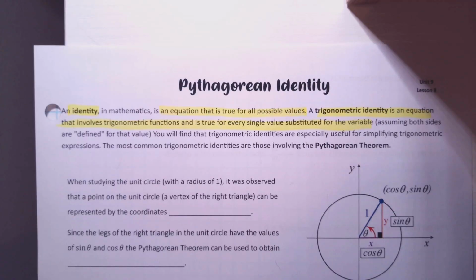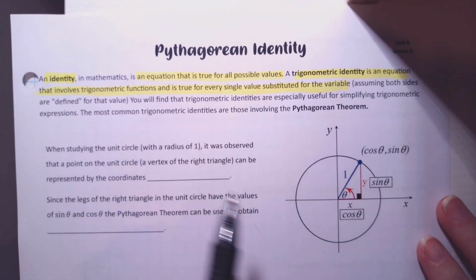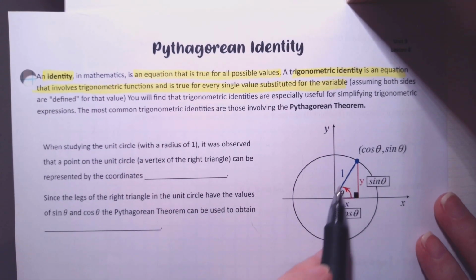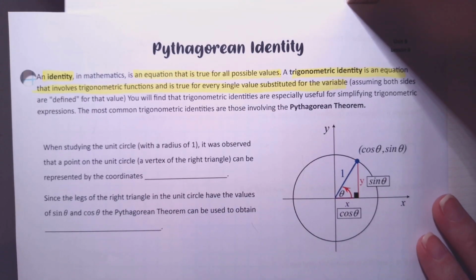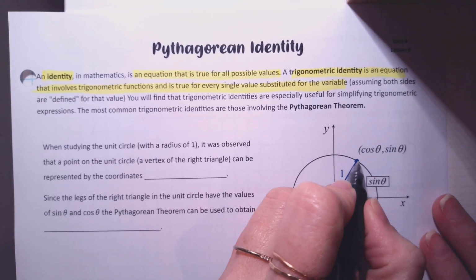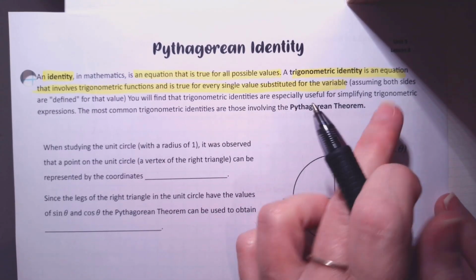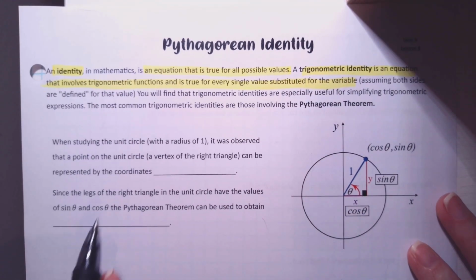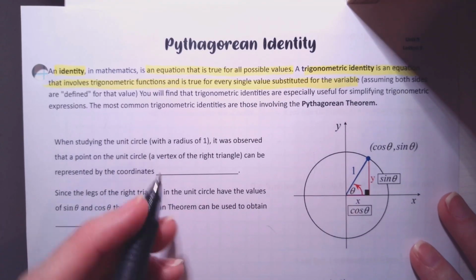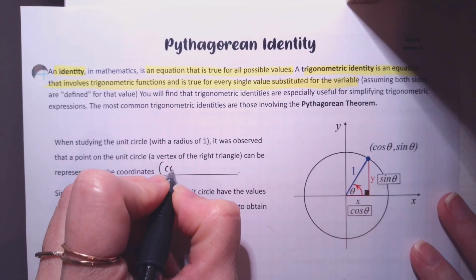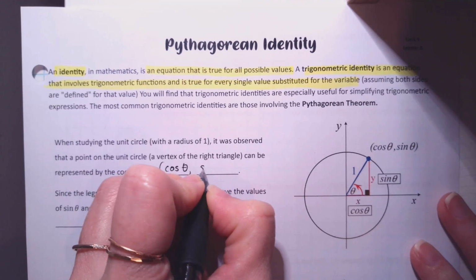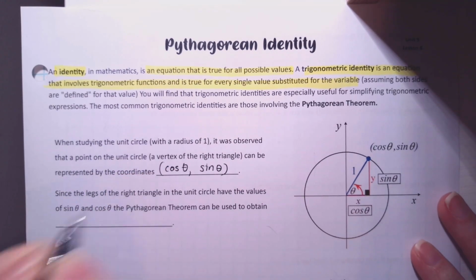So when we talked about the unit circle the other day, remember a unit circle has a radius of 1. You can see it right here. We learned that the point on the outside of the circle, the first number is the cosine of the angle, the second number is the sine of the angle. So that point on the outside can be represented by the coordinates cosine of the angle, sine of the angle.